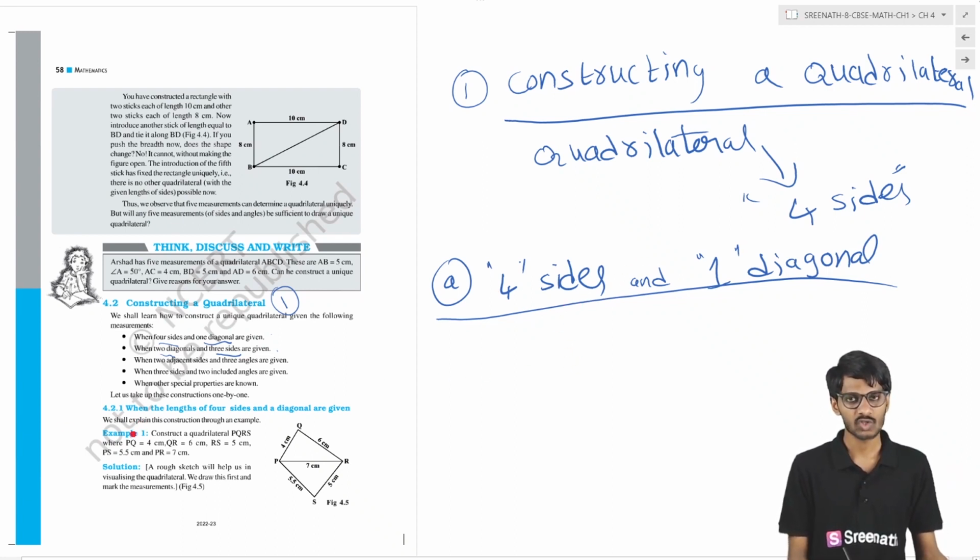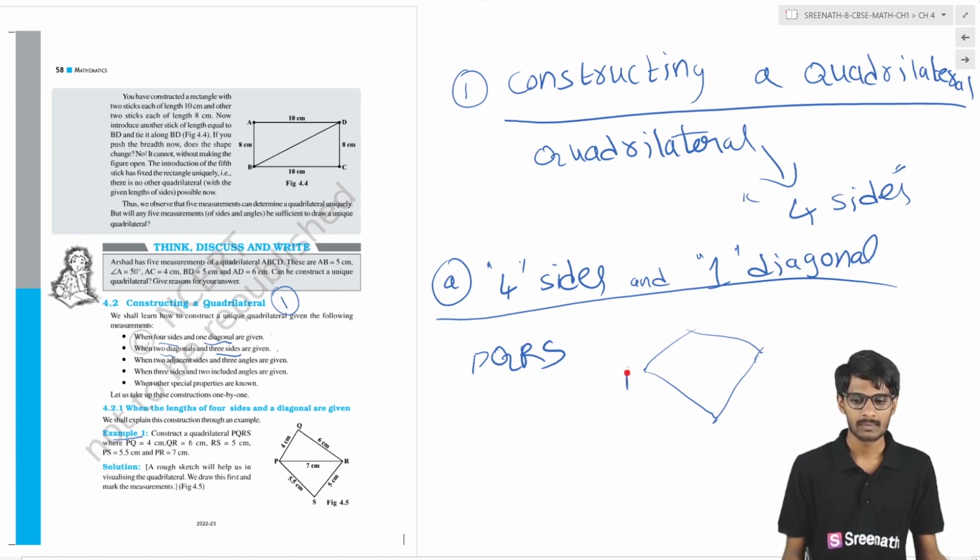We will start with one example. This is example one. We have to construct a quadrilateral PQRS. Suppose this is a quadrilateral, it can be anything like that. So let PQRS.